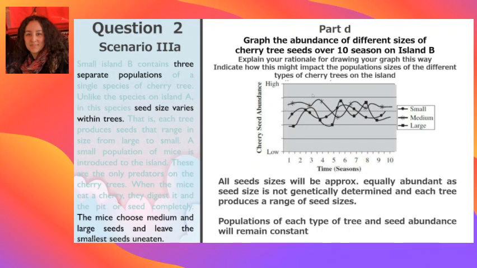So yeah, they go up and down a little bit. There's some variation, but on average, they're all staying at about the same abundance. So the population of each type of tree and the seed abundance will remain constant in this situation as well.